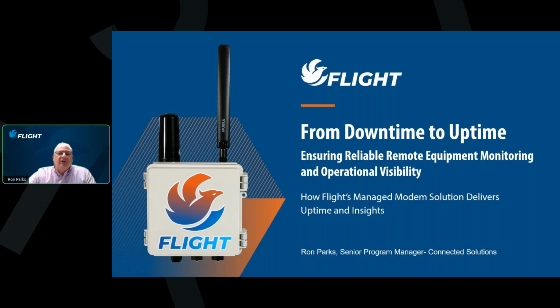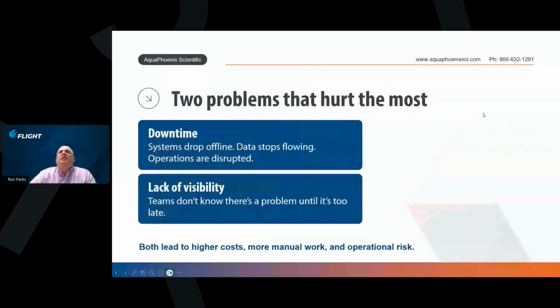All right, so let's start with two problems that occur the most. And that is downtime and lack of visibility. So systems do drop offline, it's inevitable. Data will stop flowing, operations will get disrupted. Teams don't know there's a problem until it's too late. That usually occurs with a phone call from a customer. That's the worst time for things to happen. You don't want to get that call from the customer.